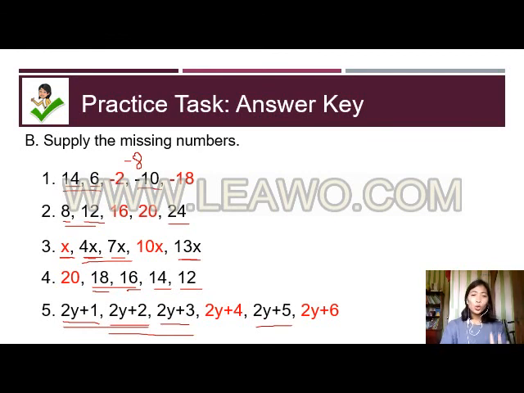So, how was your progress, guys? I hope this time, so again, you allot 1 point for each item. If the missing terms are more than 1, then make sure that all missing terms are correct so that you get 1 point for each item. So that's 5 points again. So 5 points in practice task A plus 5 points in practice task B. Then the total is 10.